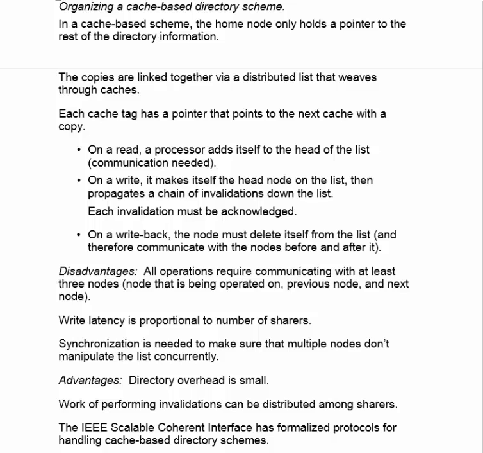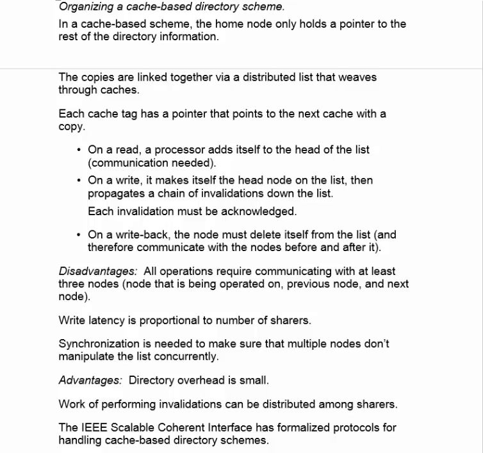But on the other hand, the directory overhead is small because your directory entries are weaved through the cache lines, so they're just an extra pointer or two per cache line. That's the only overhead there is. Another advantage is that when there's invalidations to take place, each sharer invalidates, let's say, the next node on the list. It doesn't have to do a lot of invalidations, so it's not tied up for a long period of time.